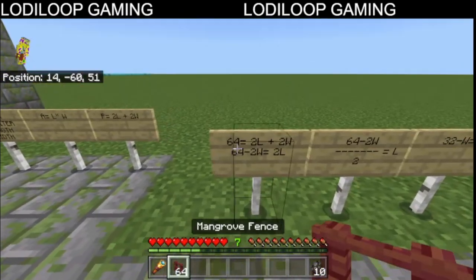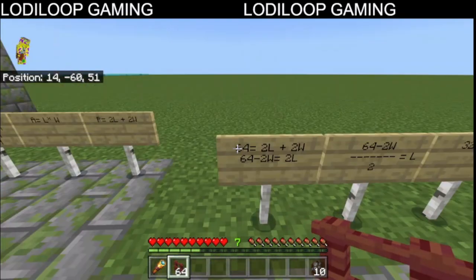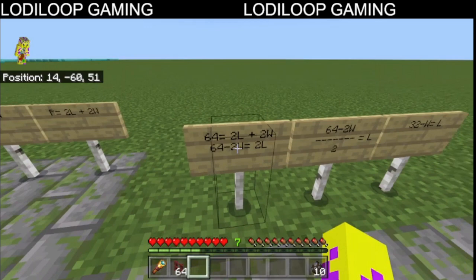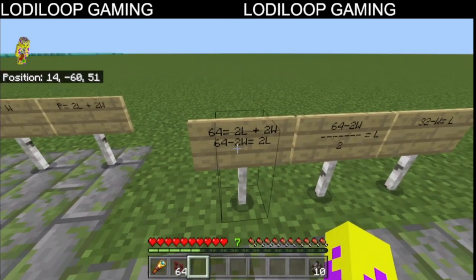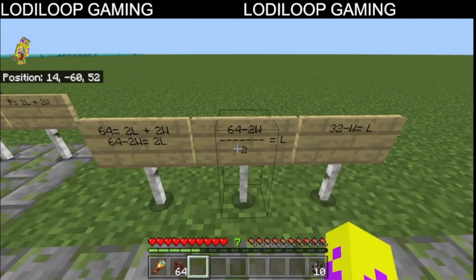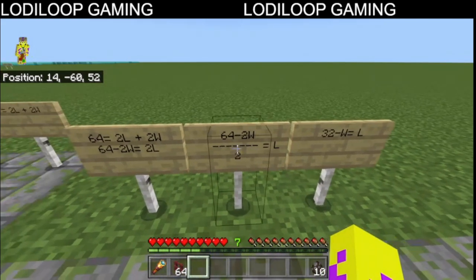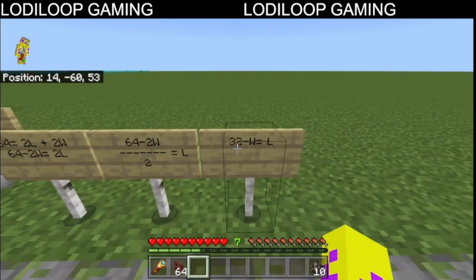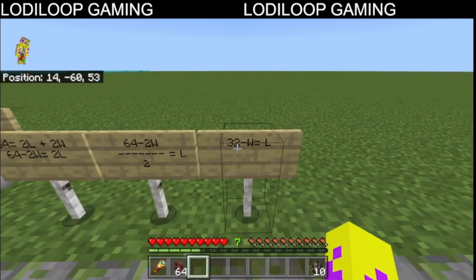So we have 64 fences, which is the perimeter. That means the perimeter equals 2 lengths plus 2 widths. We can rearrange this so that 64 minus 2 widths equals 2 lengths, and then divide both sides by 2. So length equals (64 minus 2W) over 2, which simplifies to 32 minus width equals the length.